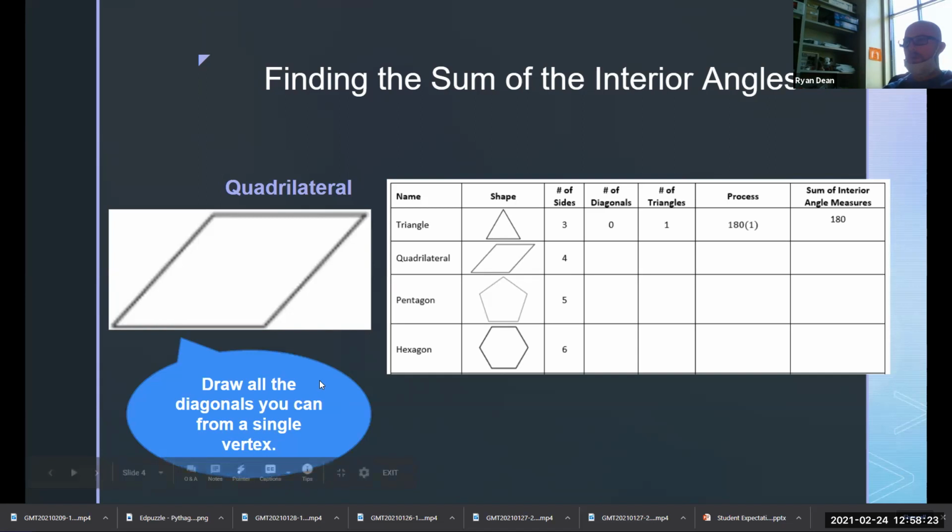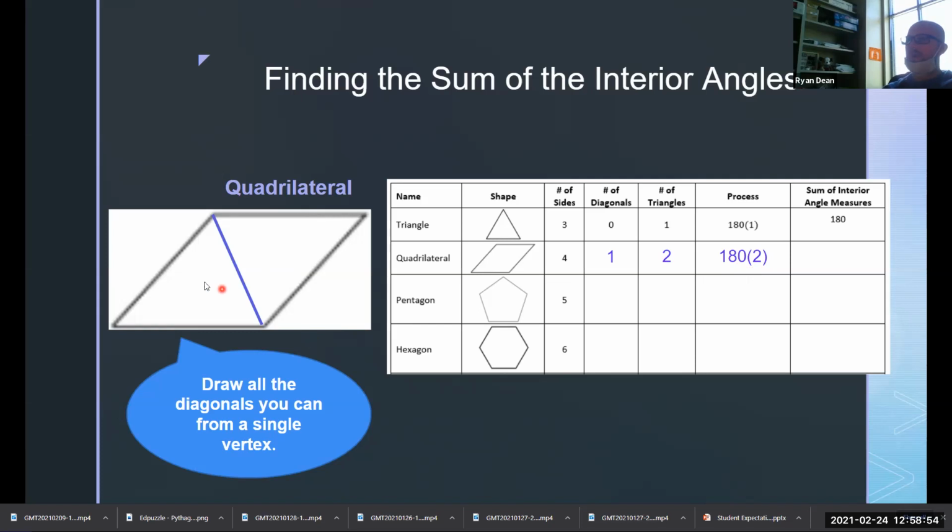With a quadrilateral, if we were to connect the diagonals here, we just use one vertex. So if I started down here at this vertex, the only diagonal that I could create is going straight across to the other one. And notice that we have two triangles. We have one over here on the left and then one on the right-hand side as well.